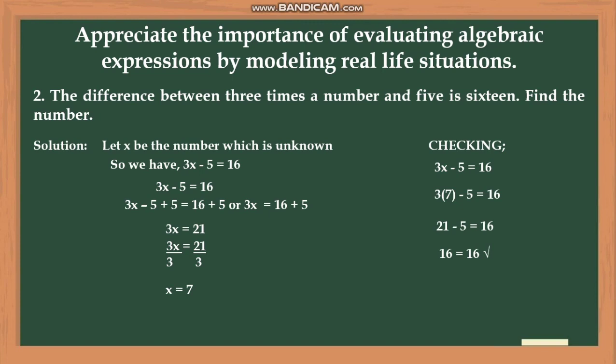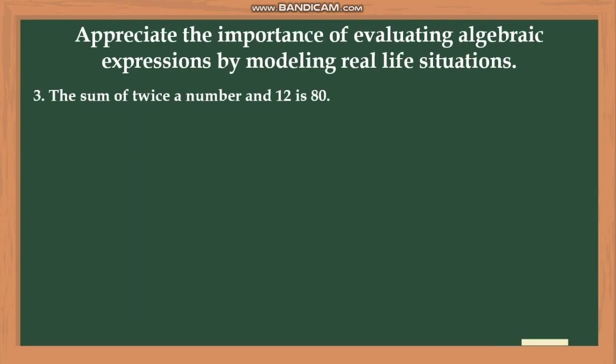Does it make it harder? Then I'll give you another one. The sum of twice a number and 12 is 80. Can you solve it this time?